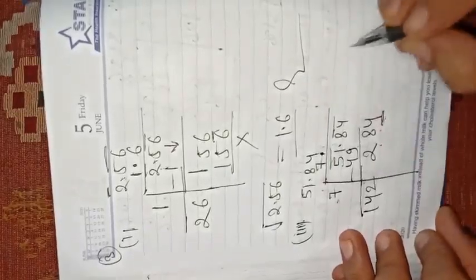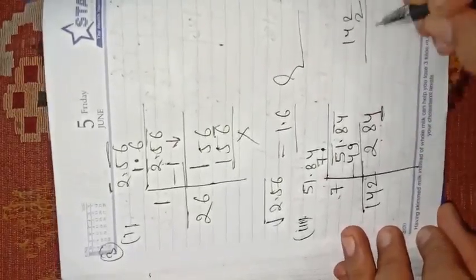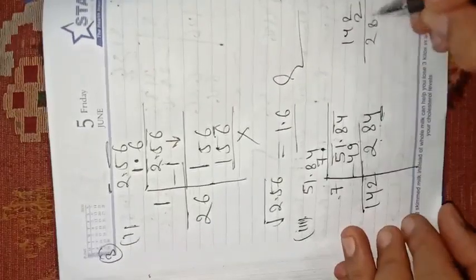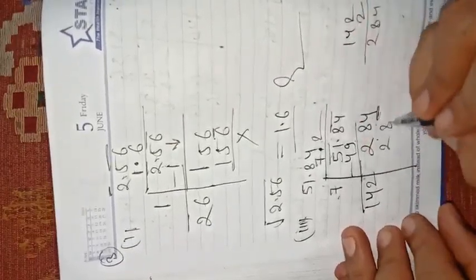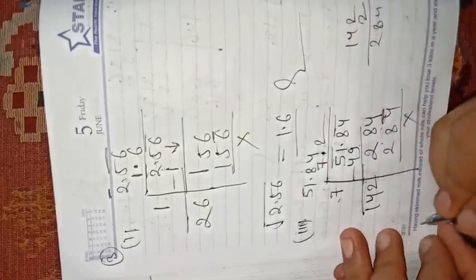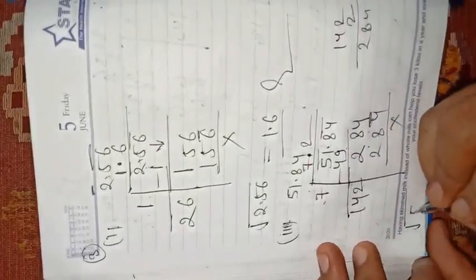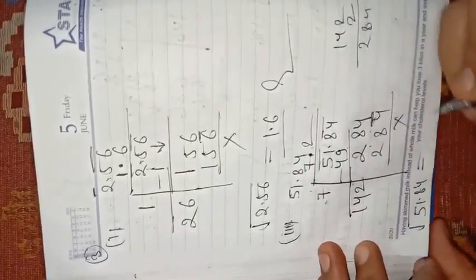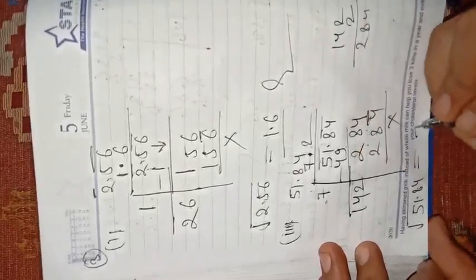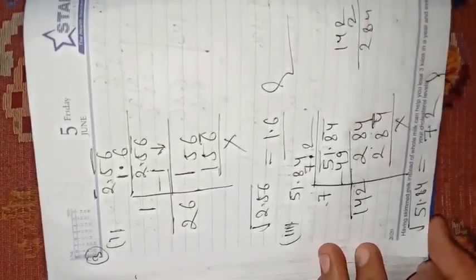This will be 2, because 142 2s are 284. So 142 2s are 284. This gets cancelled out, and the square root of 51.84 we have calculated successfully, and that is the answer, 7.2. I hope you understood this.